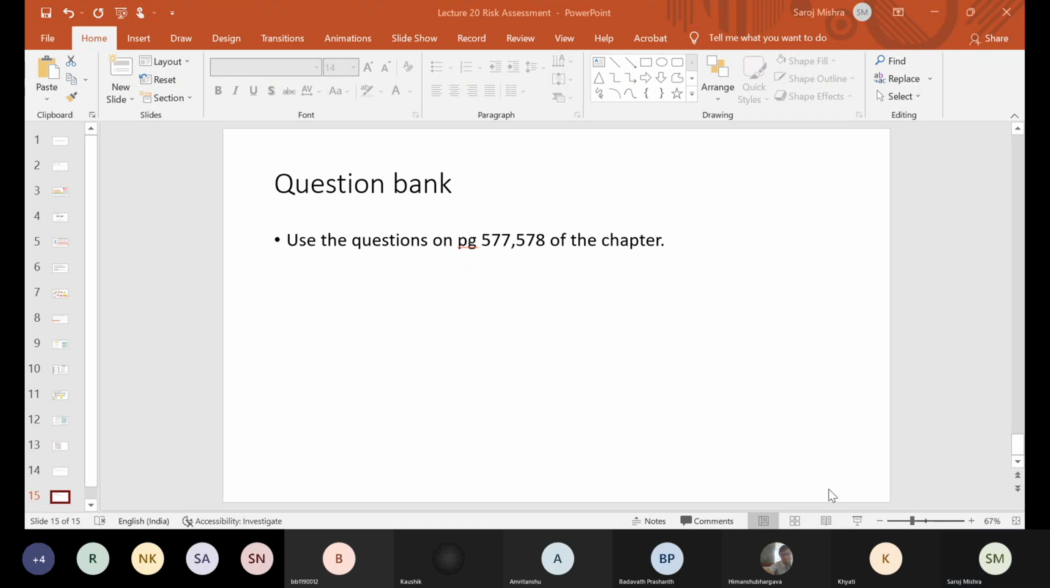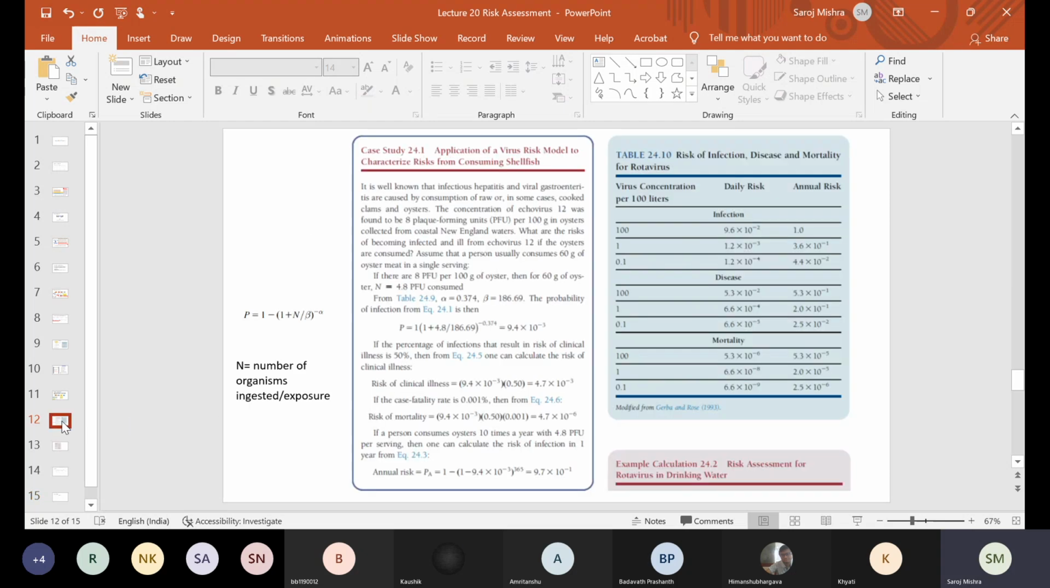Ma'am, in slide 12. Slide 12. Okay. This one? In the box of case study, they are saying that they have calculated the annual risk, PA. How do I get this formula? Exactly. So I have not dealt with it, but in the chapter it is dealt with, and all of these things are set in the probability of developing. But for 1 year, they have derived this formula. That is in the text. That is in the chapter.